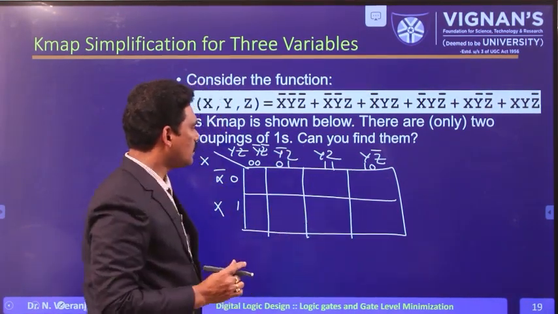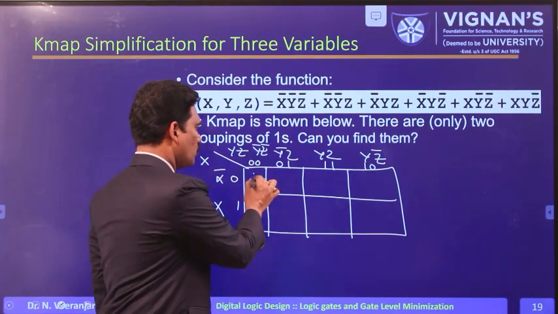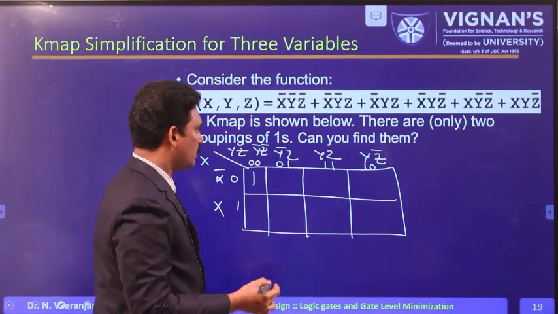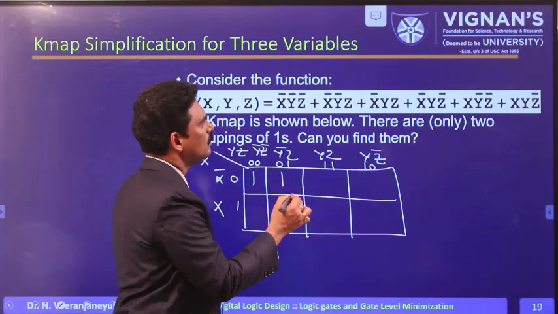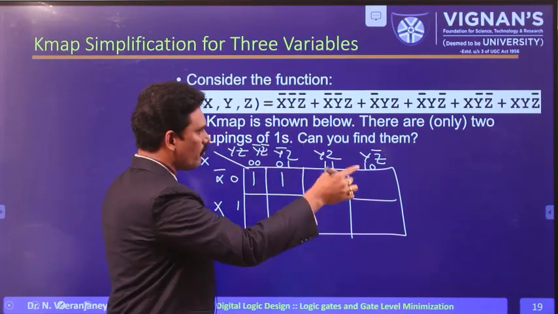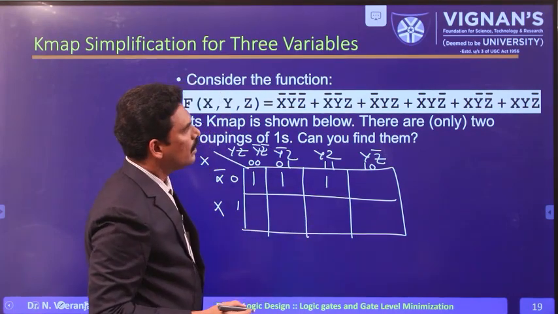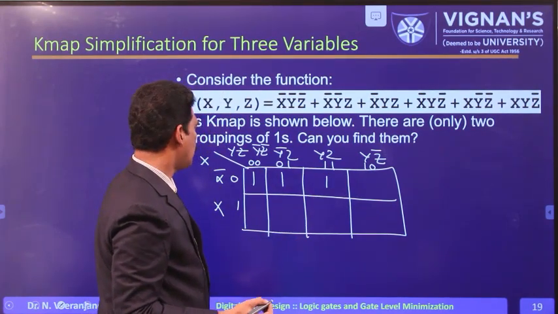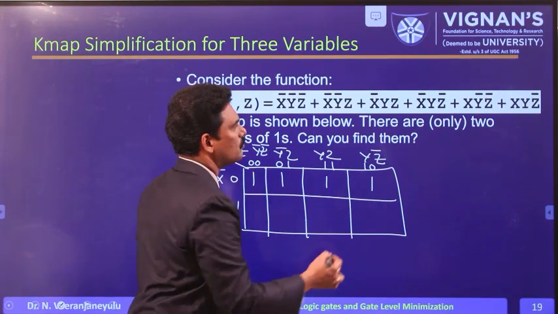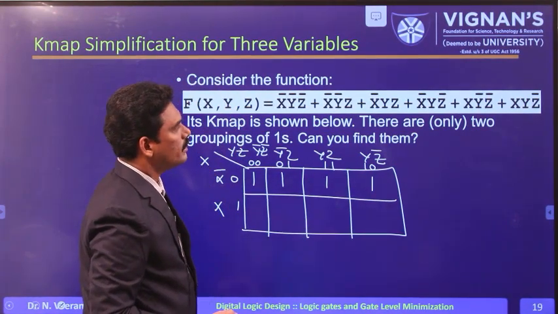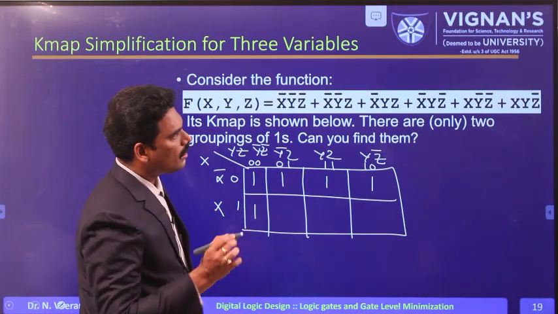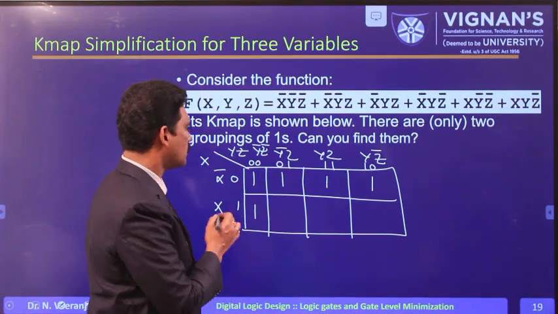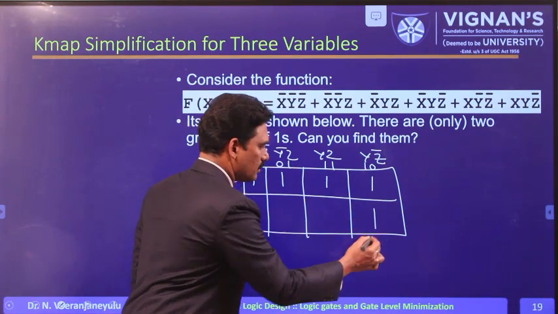Now, this is x bar, y bar, z. This is 1. Now, this is 1, and third one is x bar, yz. Here, x bar, y, z bar. This is 1. And x, y bar, z bar. And next one is x, y, z bar.